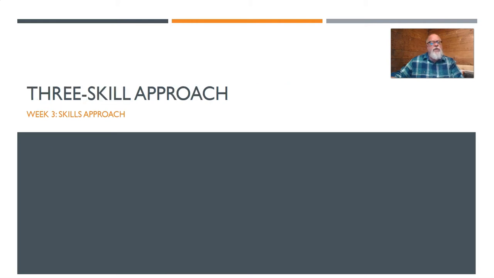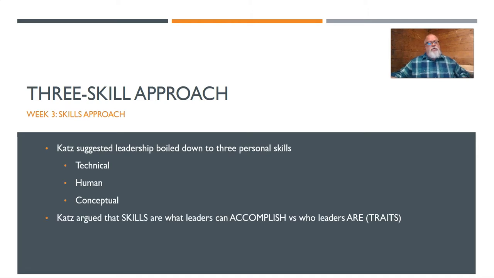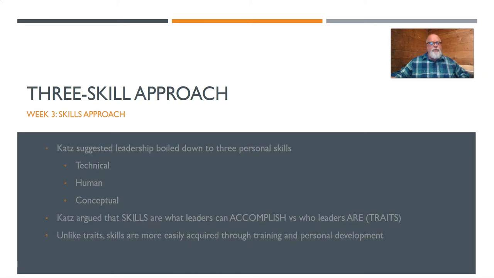All right, so let's talk about the 3-skill approach. Katz's version is a little simpler than the DoD version. Katz suggested leadership could be boiled down into 3 personal skills: the technical skill, the human skill, and the conceptual skill. Katz argued that skills are what leaders can accomplish versus who leaders are as traits. So in skills, it's what can we do with the skills we have. With traits, it's just who are you? Who were you born as? All right. Unlike traits, skills are more easily acquired through training and personal development.